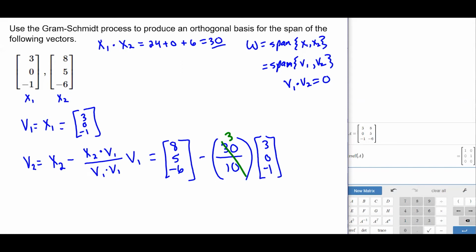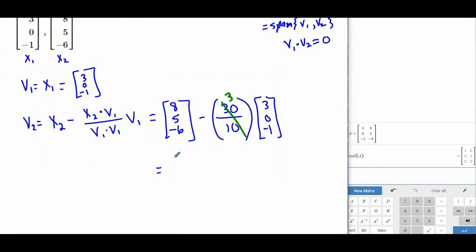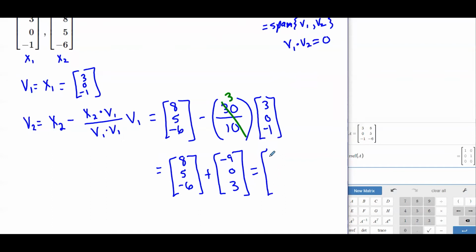All right, so I'm just going to do the math here. I like to multiply these constants inside the vectors. So I'm going to multiply the negative 3 inside this vector, and I'll get negative 9, 0, and positive 3. Then when I add these together, I get negative 1, 5, and negative 3. So that is my vector v2.